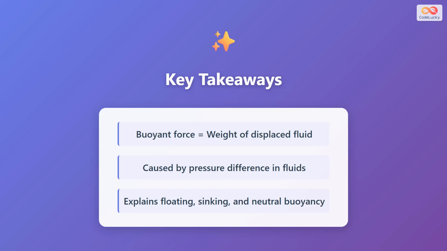Let's summarize what we've learned. First, the buoyant force equals the weight of displaced fluid, as stated by Archimedes' principle. Second, this force is caused by the pressure difference in fluids, with greater pressure at the bottom creating an upward push. Finally, this principle explains floating, sinking, and neutral buoyancy, helping us understand why objects behave the way they do in fluids. Understanding Archimedes' principle gives us insight into countless phenomena in our daily lives and is fundamental to engineering and physics.